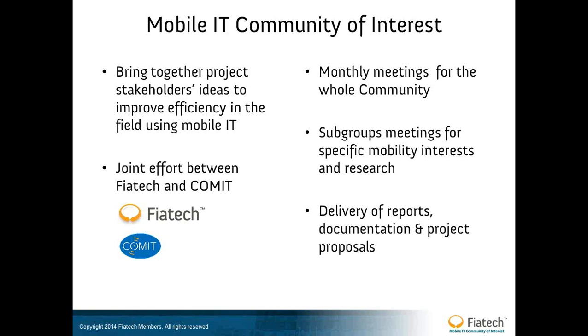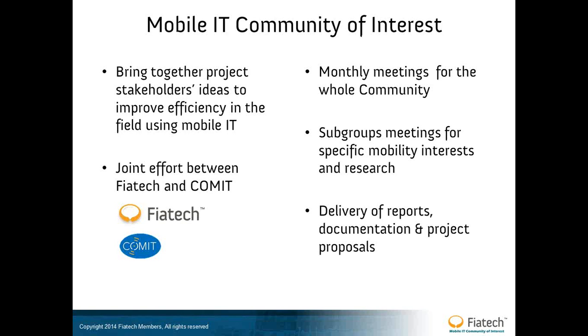Participants in this community will get together in two ways. Firstly, through these monthly meetings, where all participants come together to learn about specific applications and technology. And second, through subgroup meetings which focus on specific topics of interest to the community and in which participants may carry out work inside their own organisations to advance the knowledge on implementation of mobile systems.